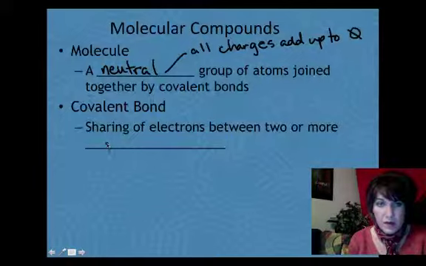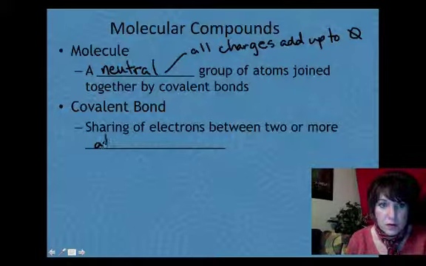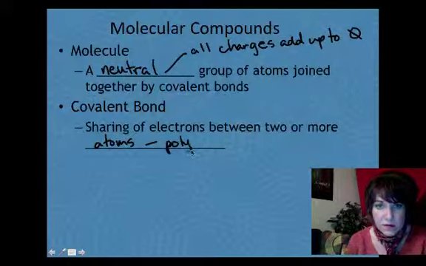We talked about covalent bonding before, but let's review. The sharing of electrons between two or more atoms is what creates a covalent bond. Now remember, these may be polyatomic ions, or they may be simple atoms.